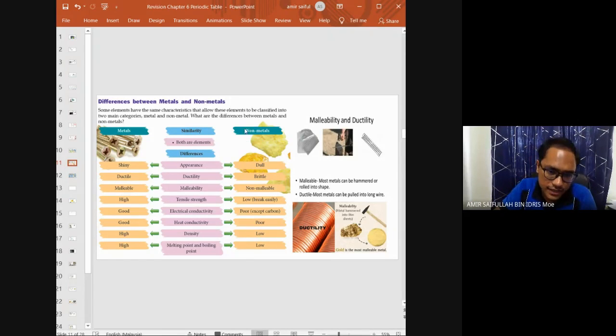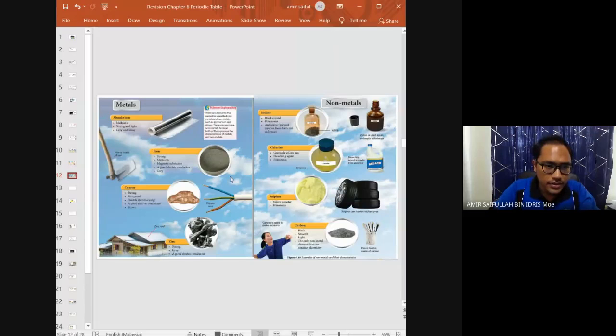Okay, that is non-metal. So this one need to understand, and if you can, you memorize some of the differences between metal and non-metal. Okay, guys. All right. Okay, so these are some of the examples.